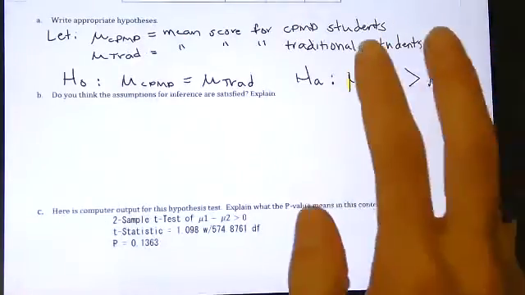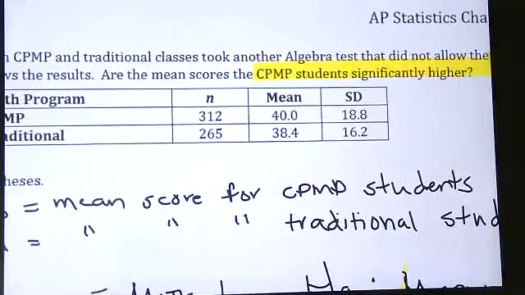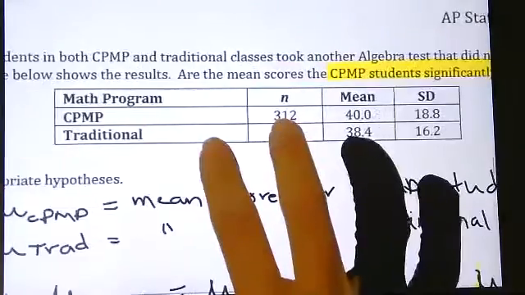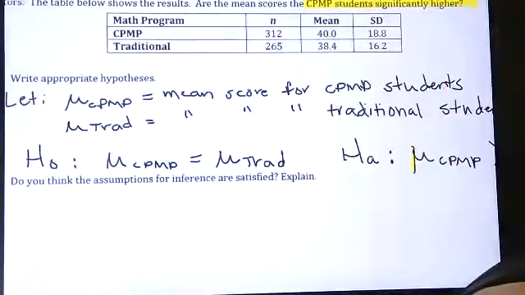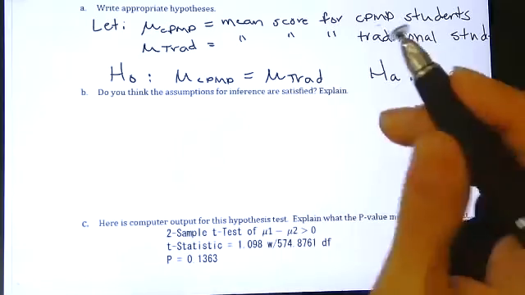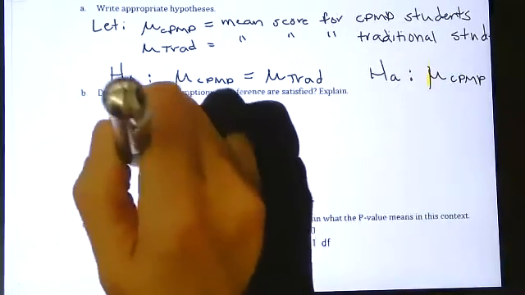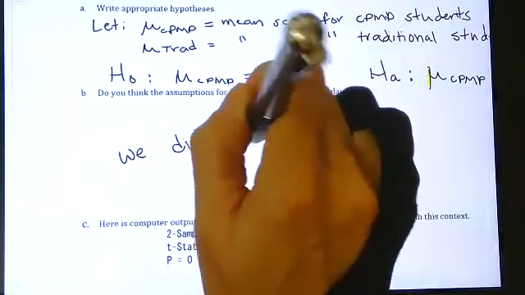10% condition should be satisfied. So our sample size is right there, n equals 312 and 265. That should be less than 10% of all the students who could theoretically be taught using either of those two programs. And both samples are clearly large enough. Okay, so I'm just going to say we discussed. I don't want to write that all out.